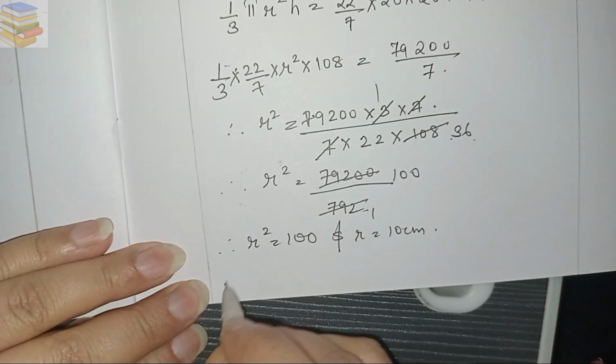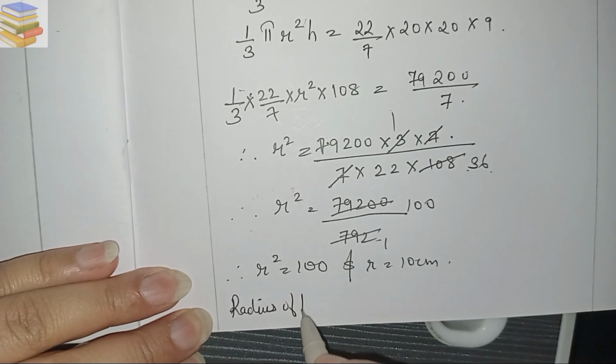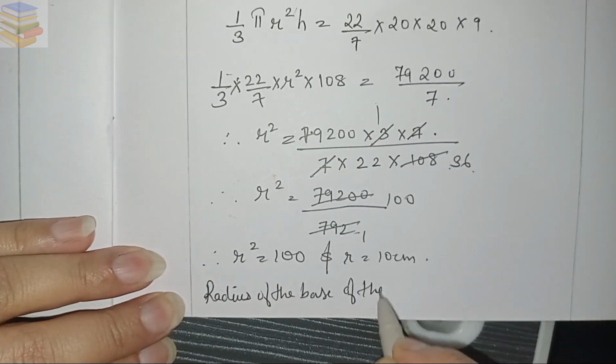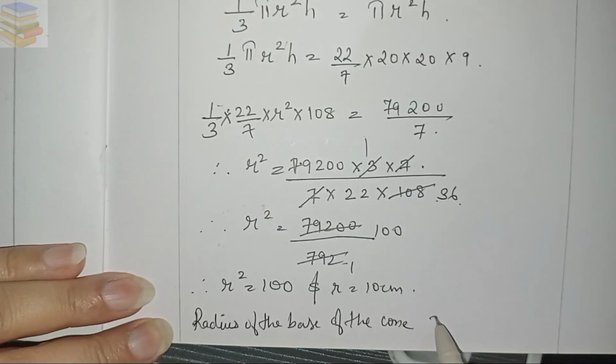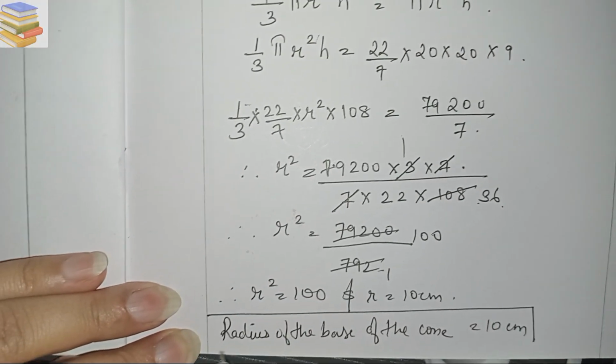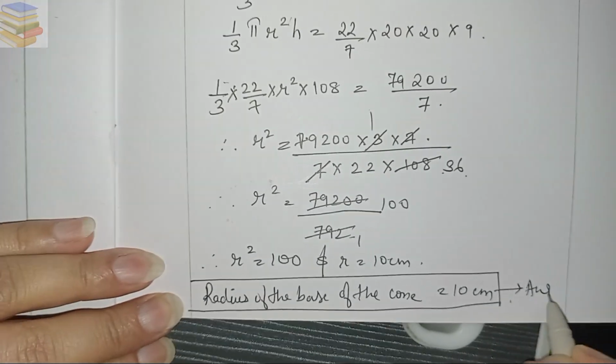So, radius of the base of the cone is equal to 10 centimeters. Okay. This is the answer required.